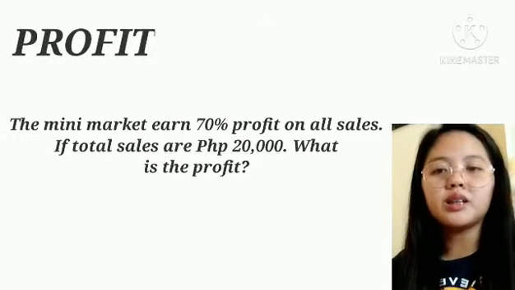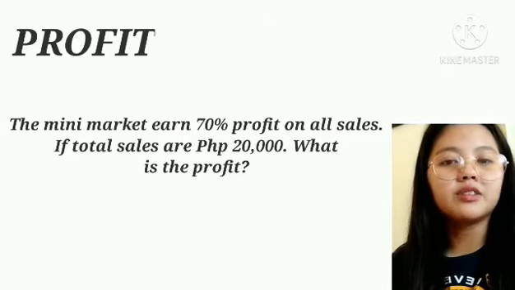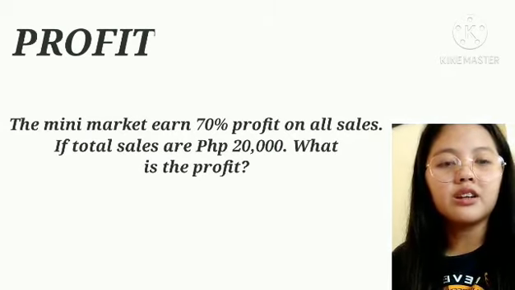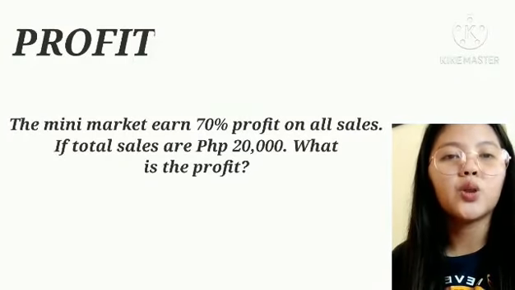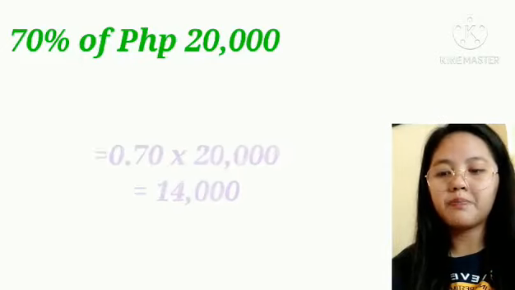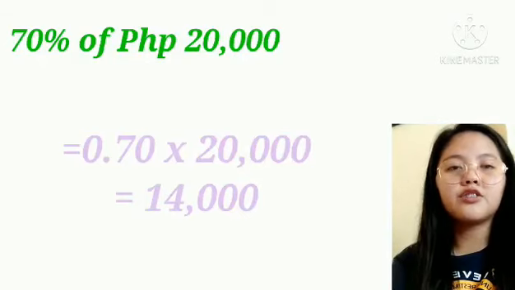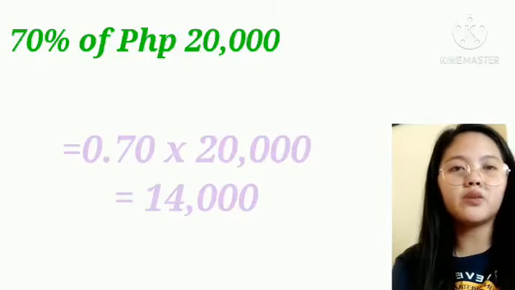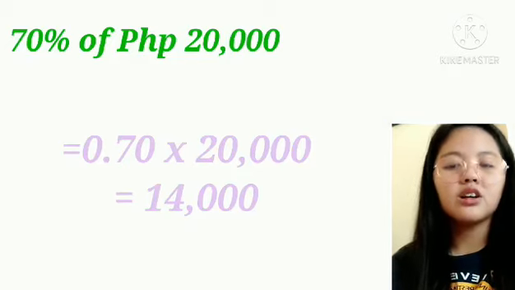My next example is about profit. The small market earns 70% profit on all sales. If total sales are 20,000 pesos, what is the profit? 70% of 20,000 pesos: 70% is 0.70 multiplied by 20,000 pesos. So the total of the profit is 14,000.